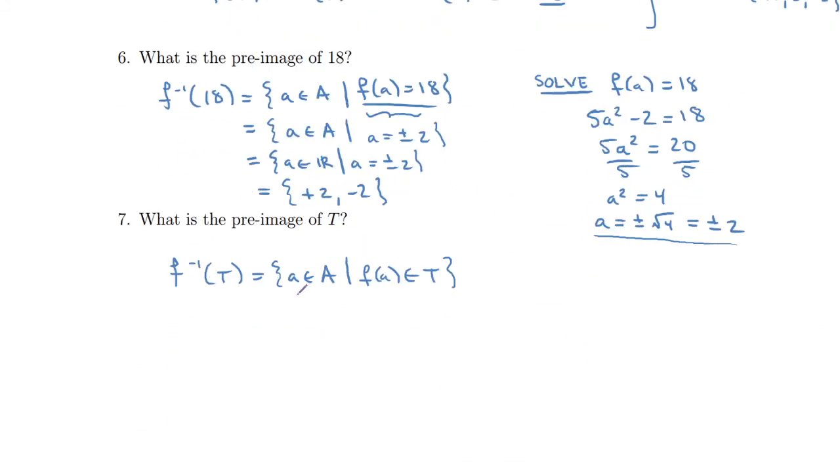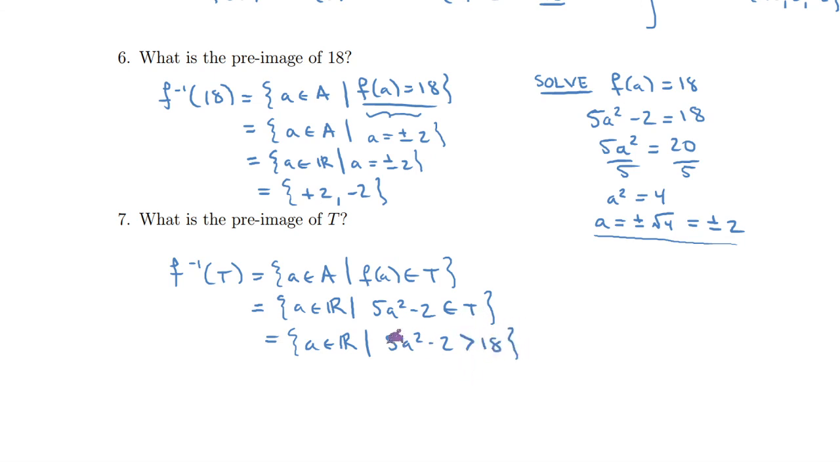Okay, so you have elements a, where a is a real number, and you want f of a. So what was f of a again? That was 5a squared minus 2, and you want that to be an element of T. Another way to say that is, if you want it to be in T, it would have to be strictly greater than 18.